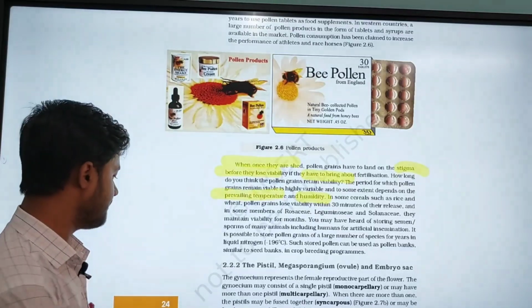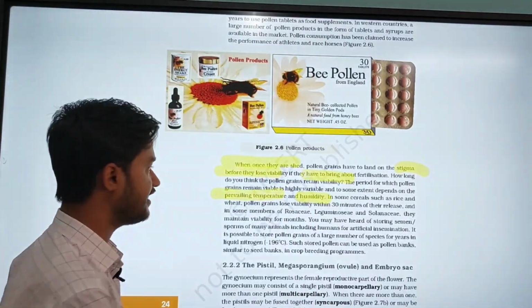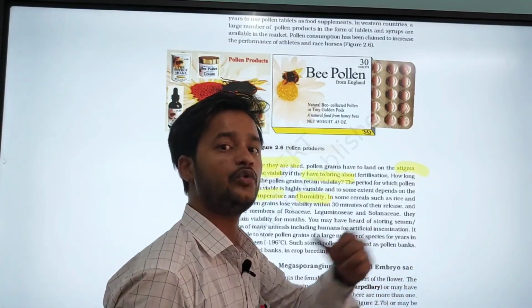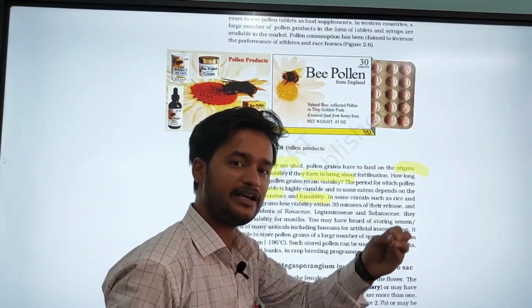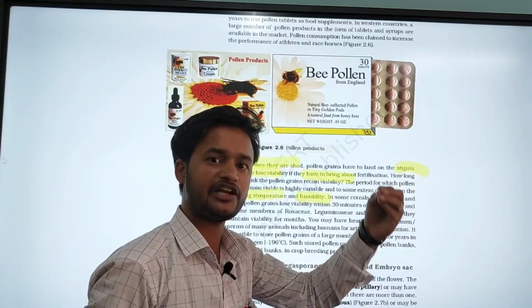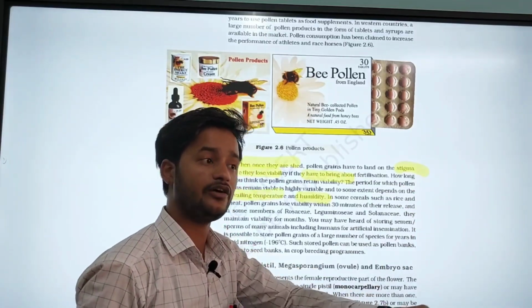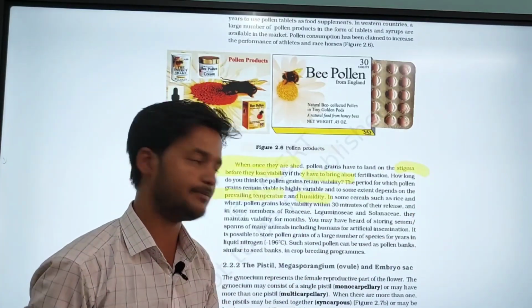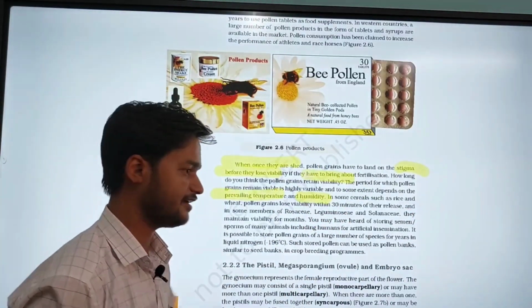Say for example, the cereals like rice and wheat plant. The viability of pollen grains of rice and wheat plants is 30 minutes after they are released from the anther.